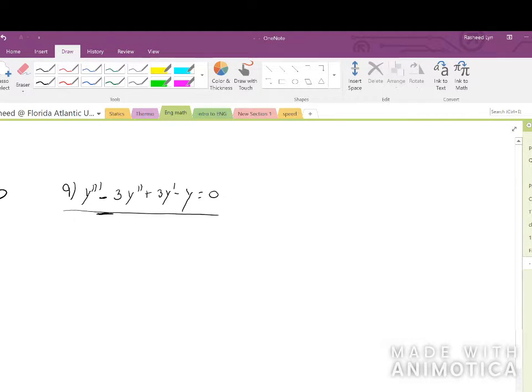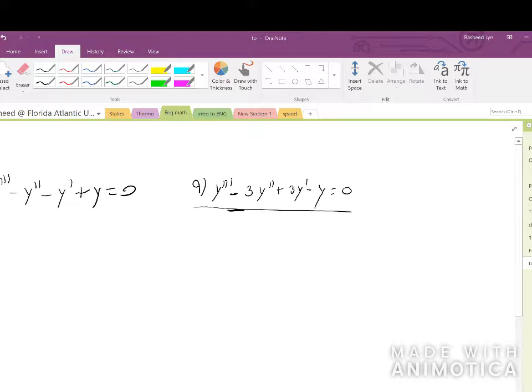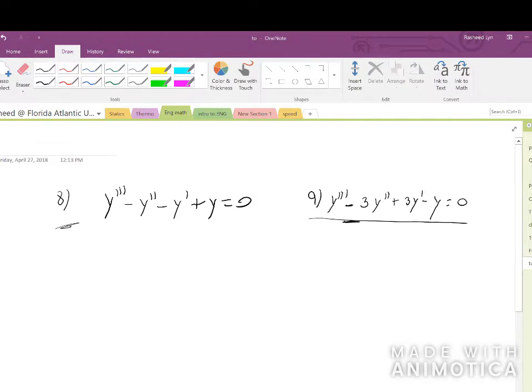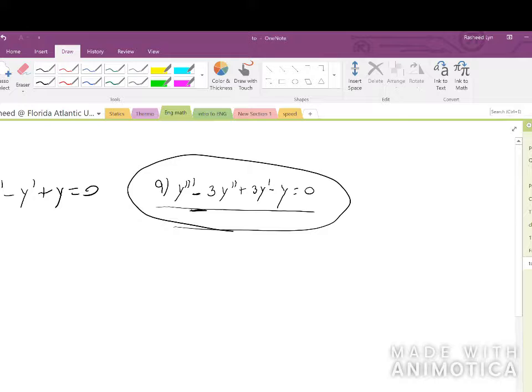Okay, they're similar, but they're different because when you're trying to group them, this one you will have a difficult time trying to group. And then you will have to handle it by doing synthetic division or long division.